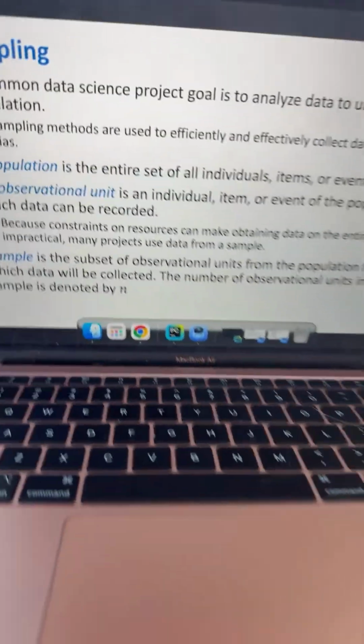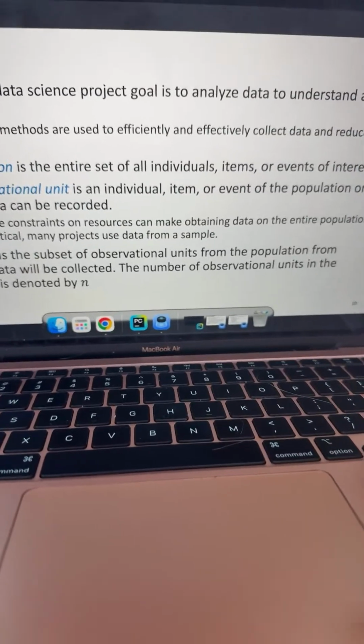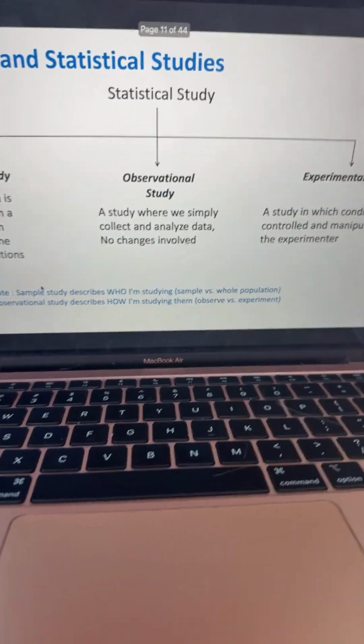So a sample is the subset of observational units from the population from which data will be collected. The number of observational units in the sample is denoted by n. I don't know why, but n is just the sample letter. So, sampling and statistical studies.